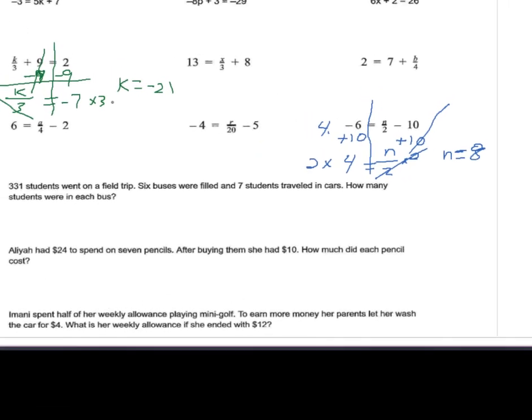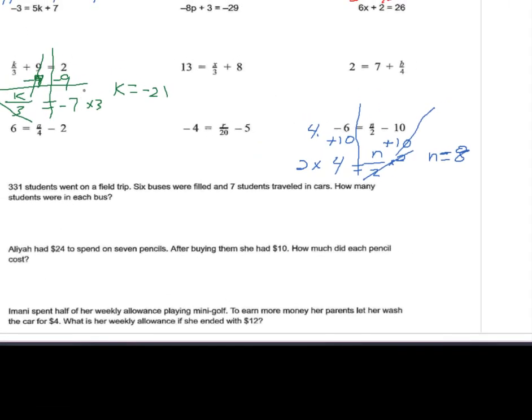Let's do a quick word problem down here. Aaliyah had $24 to spend on 7 pencils. After buying them, she had 10. How much did each pencil cost? Again, we do the famous 4 things. 1, 2, 3, 4. Let's take what they give us. Let's use it to our advantage.